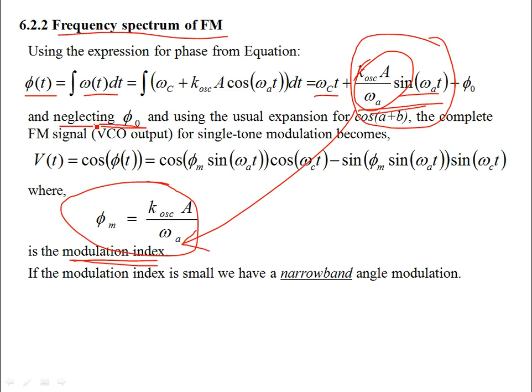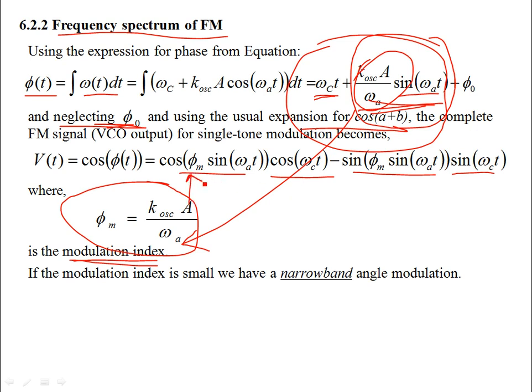So neglecting phi naught and using the usual expansion for cosine of a plus b, this is cosine a cosine b minus sine a sine b. These are again cross product terms, and we consider the modulation index phi m to be small for the narrowband FM spectrum. So if the modulation index is small, we have a narrowband angle modulation. Why?